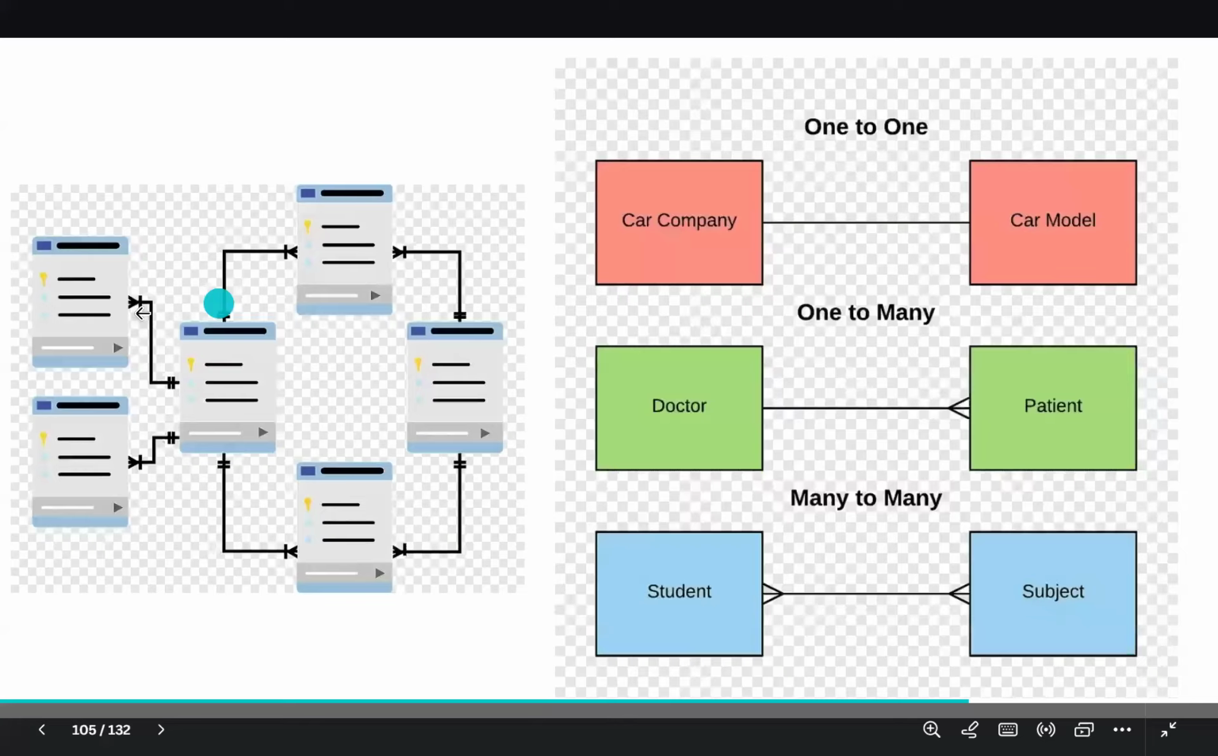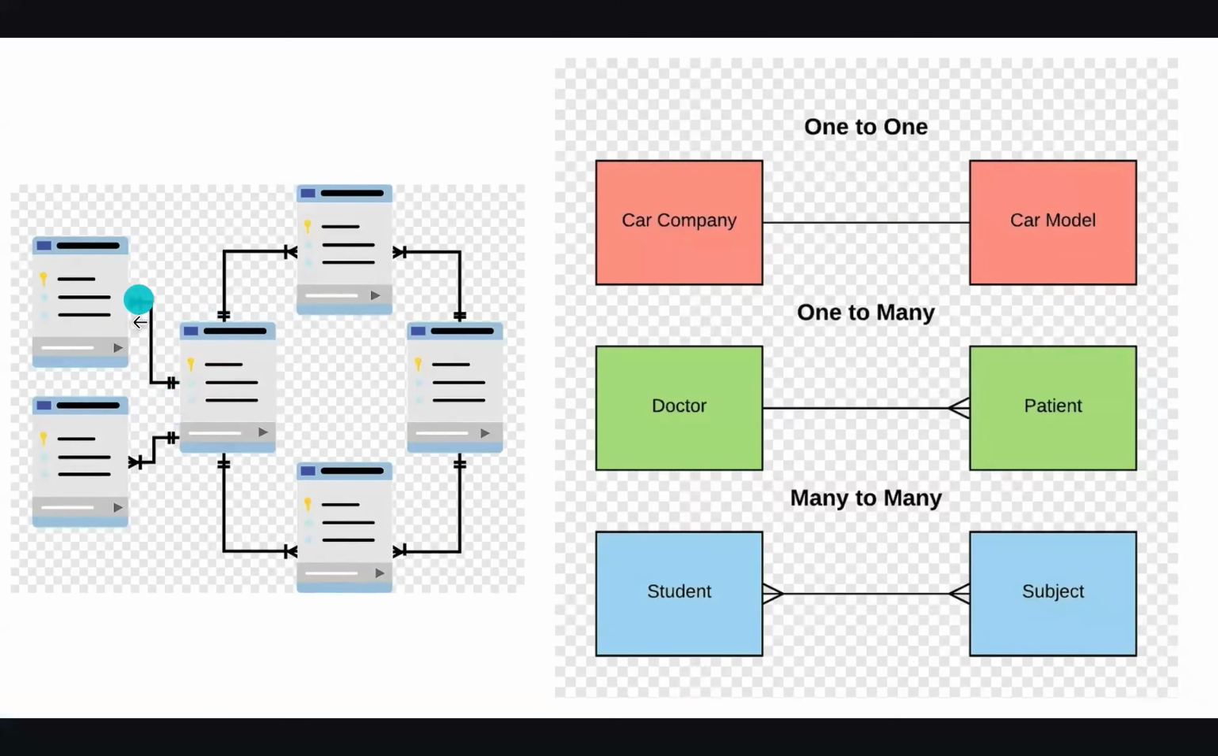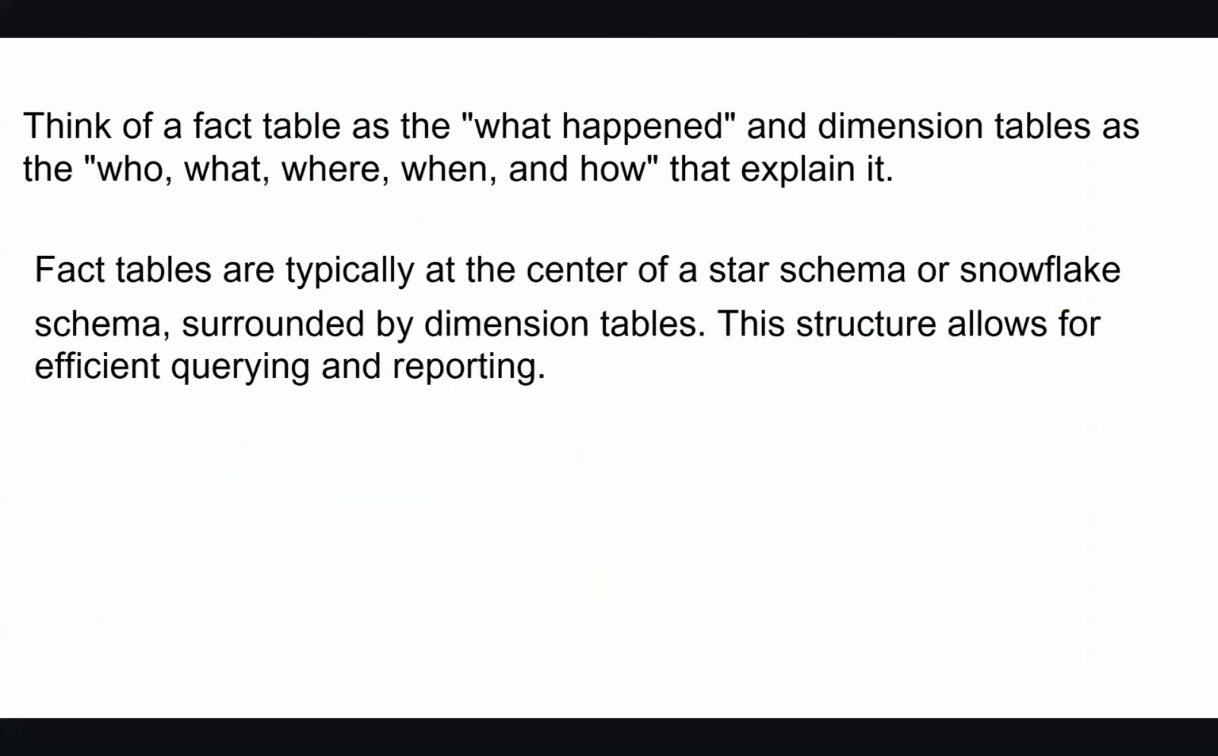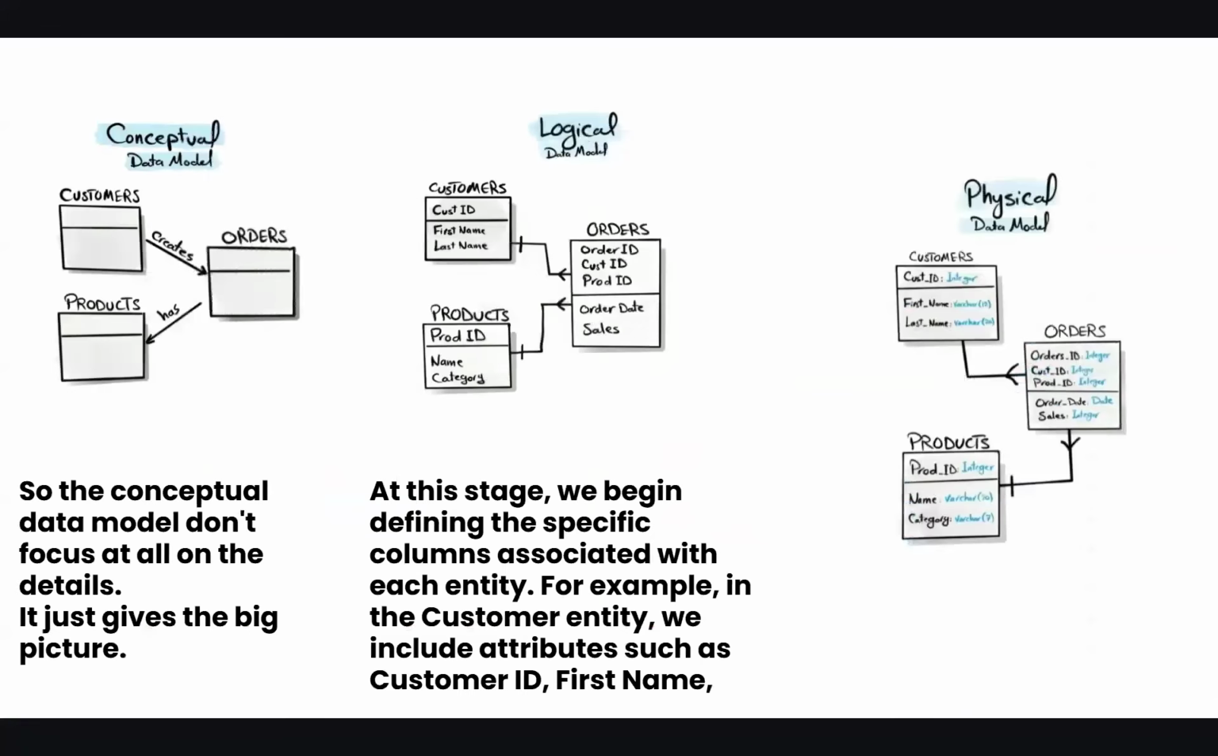In the ER diagrams, you can see arrows and slashes. Arrow means one, line means one, many to one, like that. Clear? Any doubts?